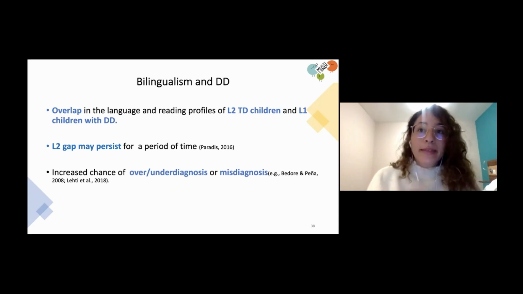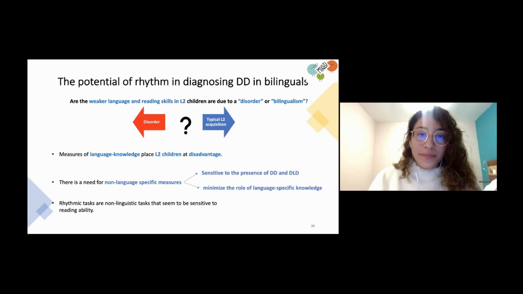And we know that this L2 gap, or the gap in reading and language, seems to persist for some time for children, particularly in the early years of acquiring the second language that they are exposed to. And all of these facts mean that many bilingual children with typical development seem to be overdiagnosed or sometimes misdiagnosed, especially when it comes to the evaluation of their reading and language abilities.